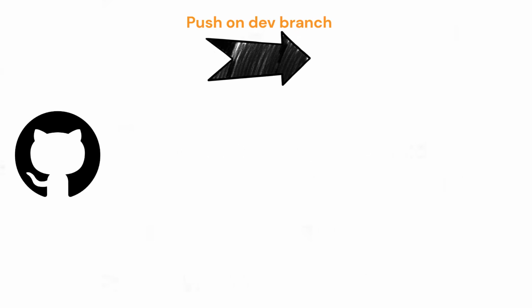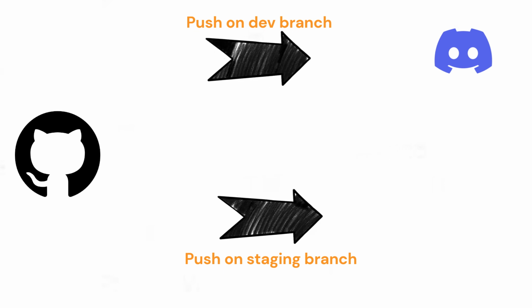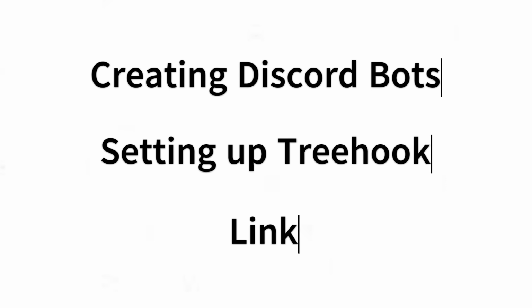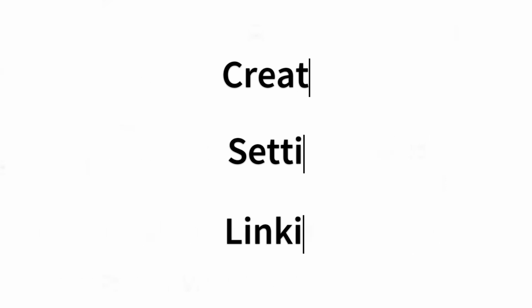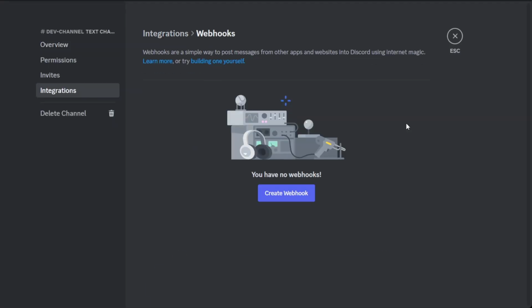Wouldn't it be awesome if a push event on the dev branch could notify one system and a staging branch push could notify another? That's where Treehook comes in. In this tutorial, I'll show you how to route GitHub webhook events to different Discord channel bots based on the branch name using Treehook. We'll break it down into 3 steps: creating Discord bots, setting up Treehook, and finally, linking everything with GitHub.